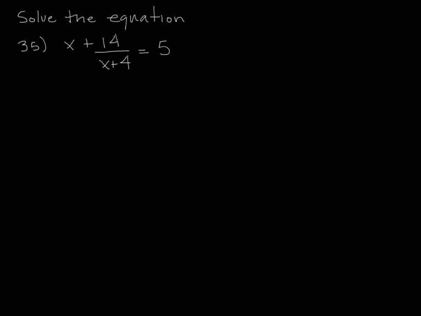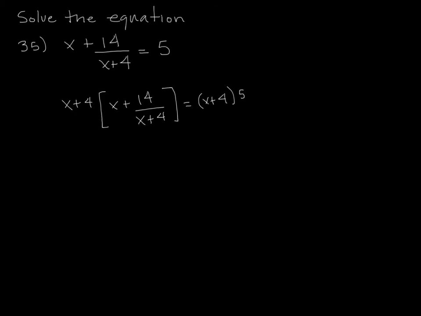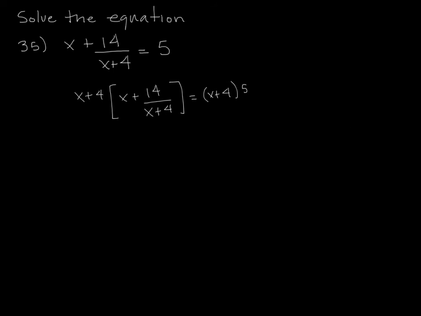For problem 35, we're going to be solving this equation, and there's multiple ways to solve equations like this. I'm going to go ahead and clear the denominator by multiplying both sides of the equation by x plus 4. Once again, there's other ways to approach the problem, but I would rather not have a fraction. So I'm going to multiply by the least common denominator on both sides. And I really should have a parentheses here.